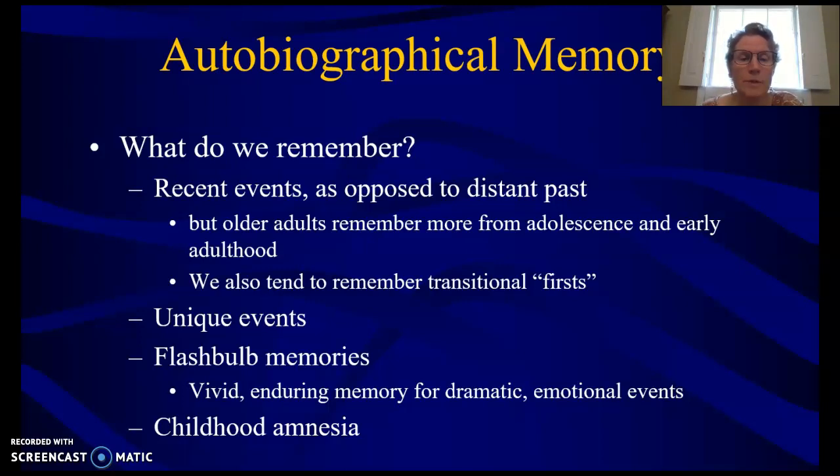The last thing is childhood amnesia. We tend to not remember events from our early childhood very well. Usually it's around 3, 4, 5, somewhere in there when you start remembering things from your childhood. They think this might have something to do with language, that once we learn language and can describe something, that makes it more in our conscious memory and easier to remember.